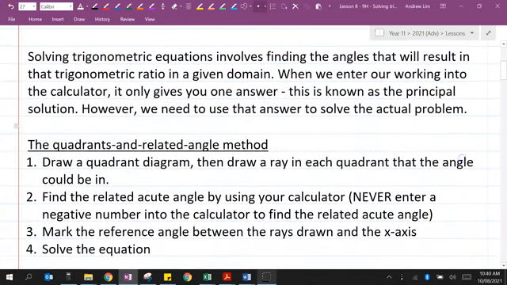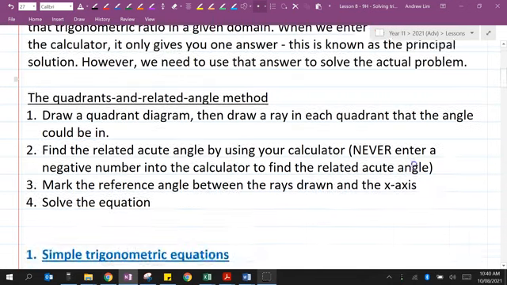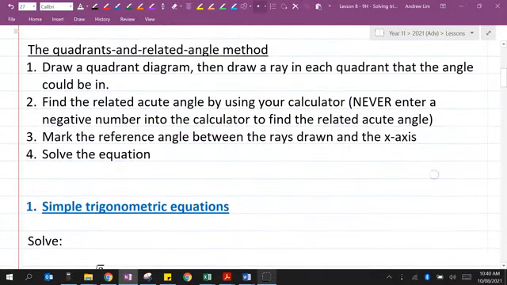Now, solving trig equations involves finding the angles that will result in the trig ratio in a given domain. When we enter our working into the calculator, it only gives you one answer. This is known as the principal solution. I like to refer to this as the reference angle. However, we need to use that answer to solve the actual problem. So this is the quadrants and related angle method that we use.